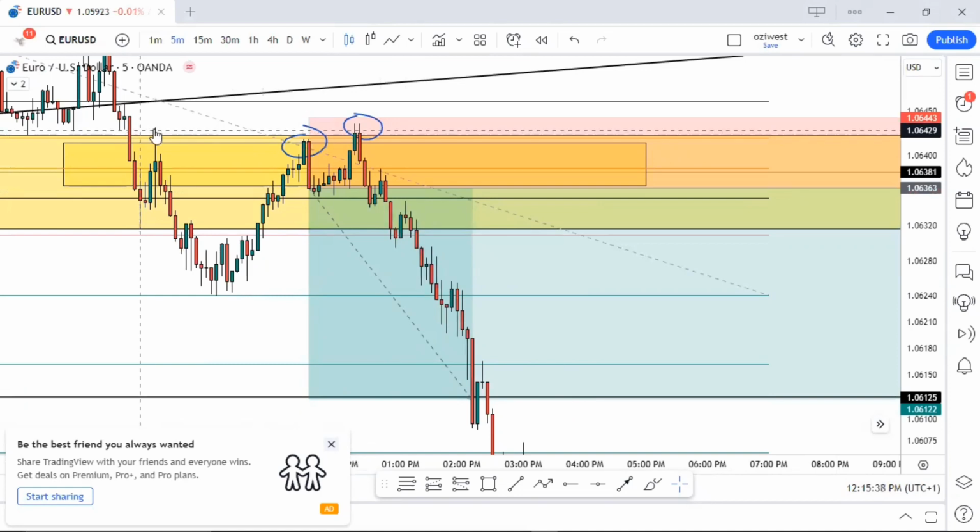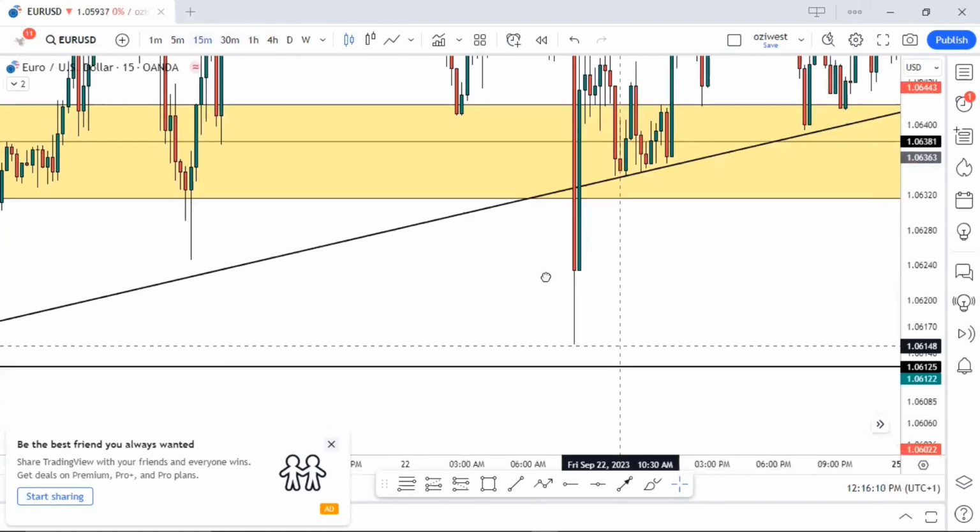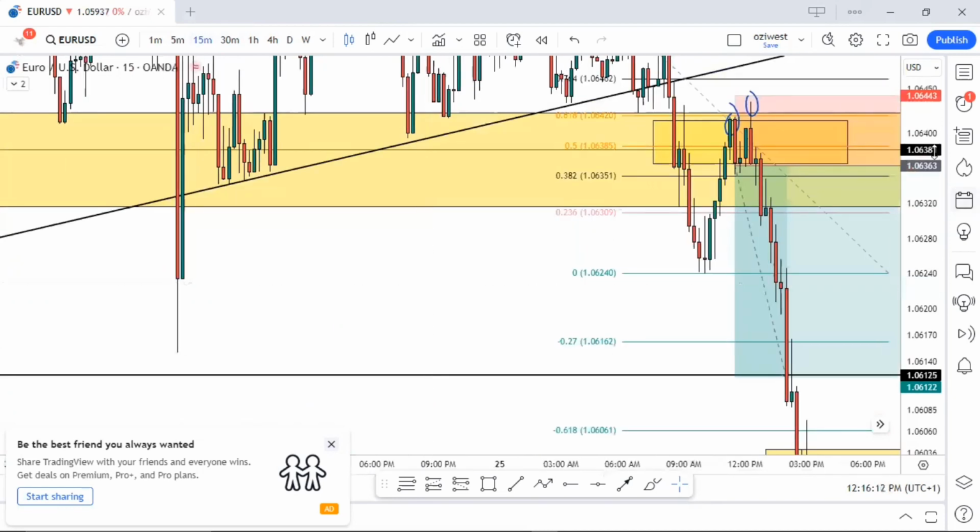Stop loss above this wick here, about 8 pips. We had an 8 pips stop loss. Our stop loss was above that resistance there. The rest was history.